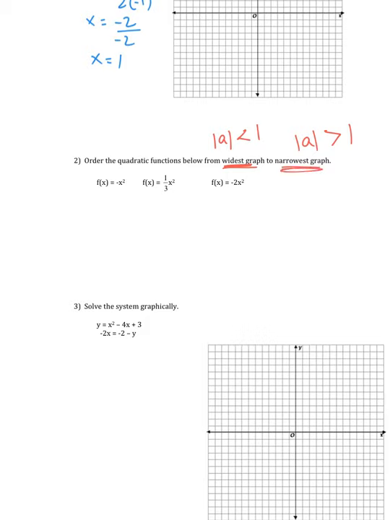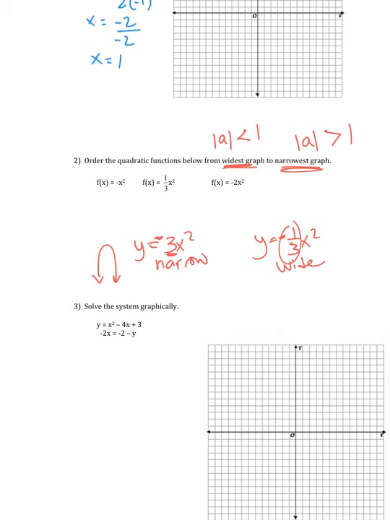So for example, if I had y equals 3x squared, that's going to be narrow because this number 3 is bigger than 1. If it was y equals 1/3 x squared, that would be wide because this number is smaller than 1. And we say absolute value because if you throw a negative in front of these, that doesn't change the width. The only thing the negative does is make it upside down. It makes it open down. It just changes the direction. It doesn't change the width of it.